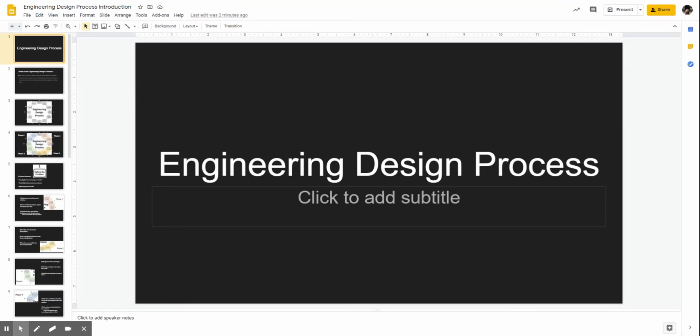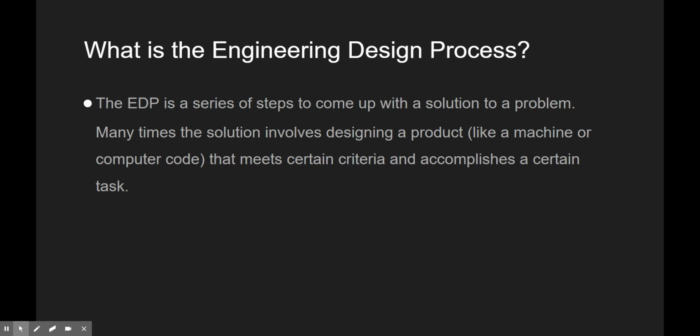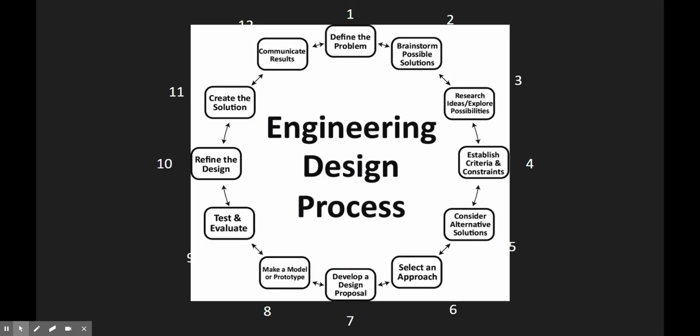This video is going to be about the engineering design process, sometimes referred to as the EDP for short. It is a systematic approach to solving a problem. It is something that reflects what is used in the industry by engineers and other professional problem solvers. And our engineering design process looks like this.